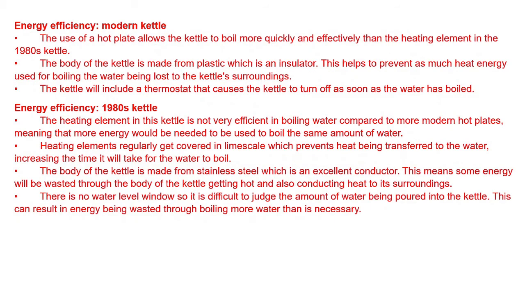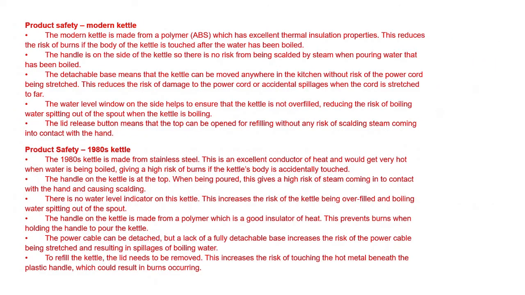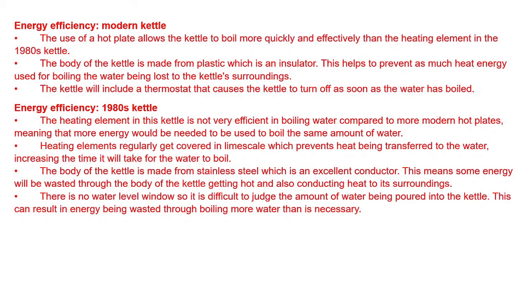So then looking at energy efficiency. So obviously we've got 12 marks, so we don't need to have all of those. So these are just examples that you can go through. So we're looking at energy efficiency. So the use of the hot plate allows the kettle to boil more quickly and effectively. The body of the kettle is made from plastic, which is an insulator, which will help prevent heat being lost and then wasted energy. And the kettle includes a thermostat that causes the kettle to turn off as soon as the water has been boiled.